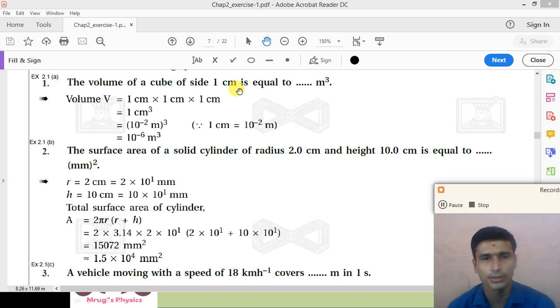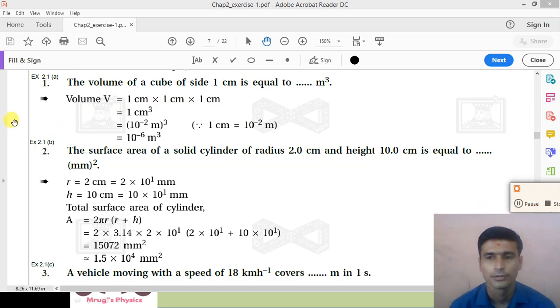So dear student, you know the formula of the volume of the cube. What is the formula of the volume of the cube? Volume of the cube is equal to side cube, right? If the side of the cube is L, volume of the cube V is equal to L cube. So V is equal to side multiplied by side multiplied by side. So we get the volume of the cube is 1 centimeter cube.